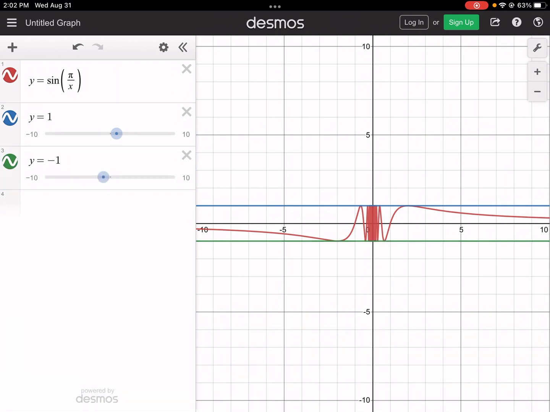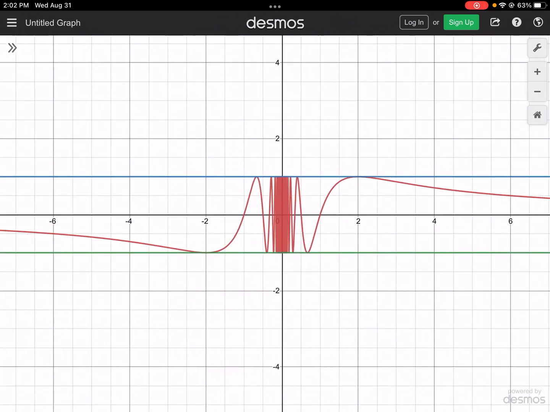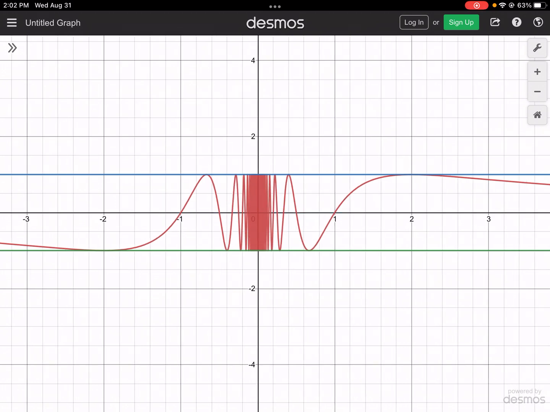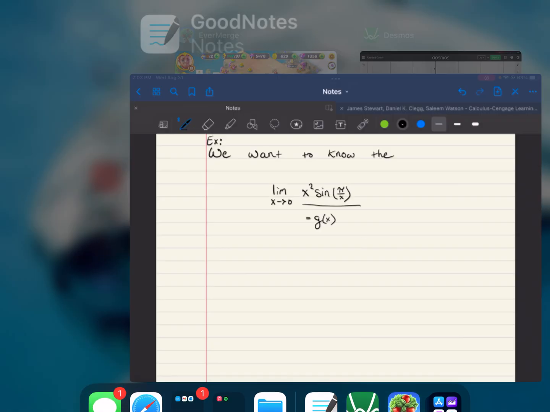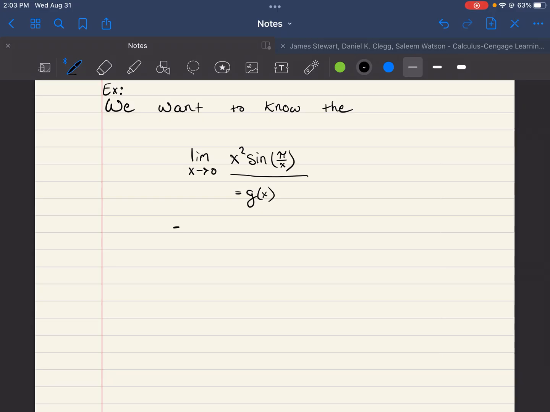So look here. We have our sine of pi over x function in red with y equals 1 at the top and y equals -1 at the bottom. You can see that those two lines confine the entire graph of sine of pi over x. So another way that we can consider this is we know that -1 is less than or equal to sine of pi over x, which is less than or equal to 1.